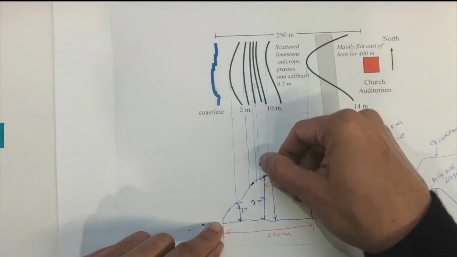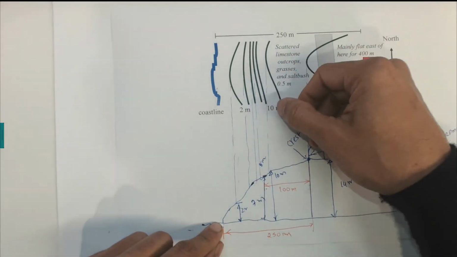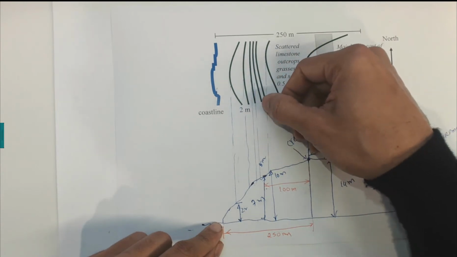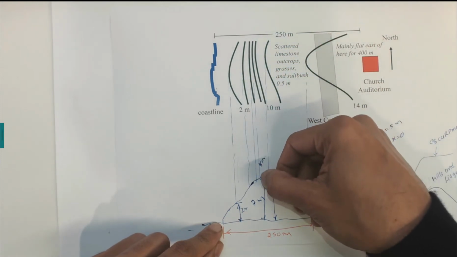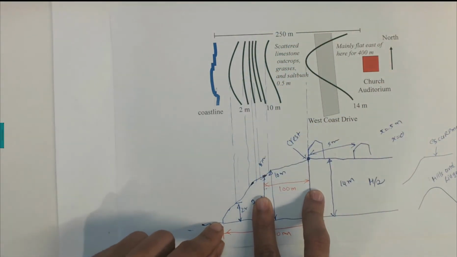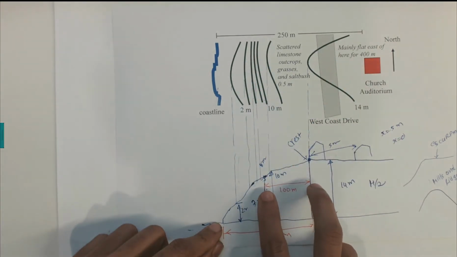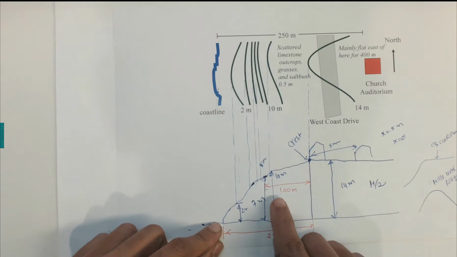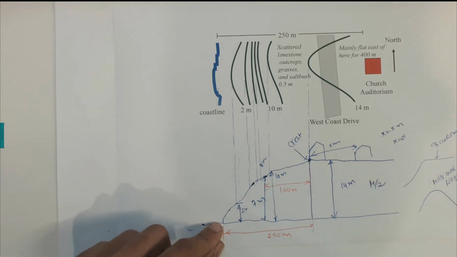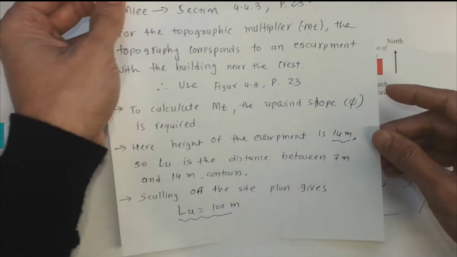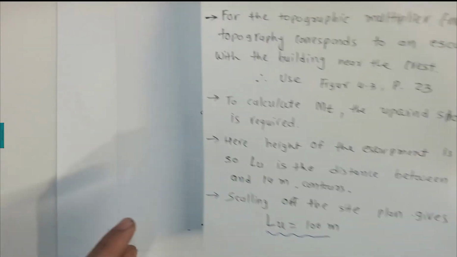So we need to find the contour line at 7 meters. So we have 10, 8, 6, 4 and 2 meters. So there would be one between 8 and 6. So we have a 7 meters line here. If you are scaling up, that is not given in the question, but we are giving this information that this one is 100 meters by using this scaling. It should be given in the question, but we are taking this LU value as 100 meters in this case. So LU is 100 meters, that we just found.